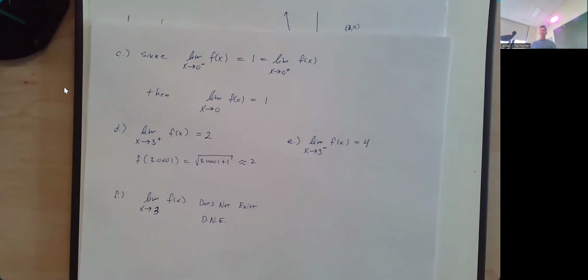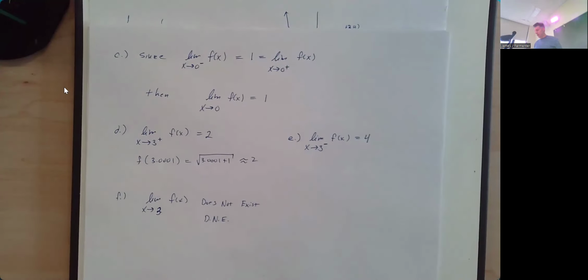If it were up to me, I would tell you don't write that it equals does not exist, because it doesn't equal that, it just doesn't exist. So I would write it like this: the limit does not exist. No equal sign is necessary.